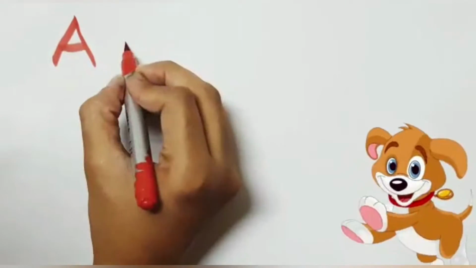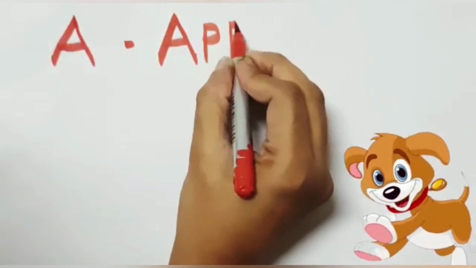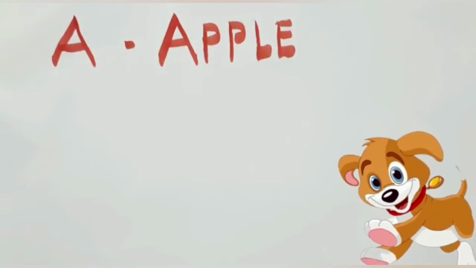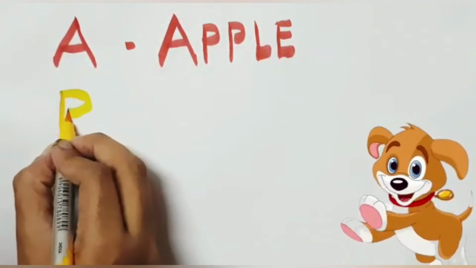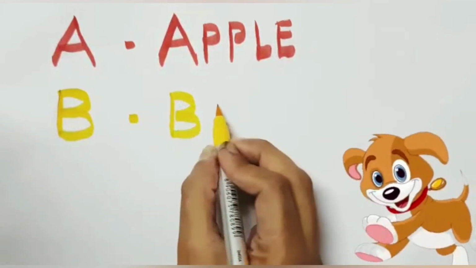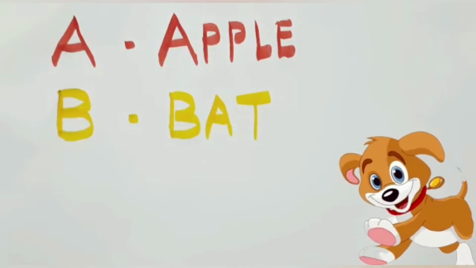A. A for apple. Can you spell it? A P P L E. Apple. B. B for bat. Can you spell it? B A T. Bat.